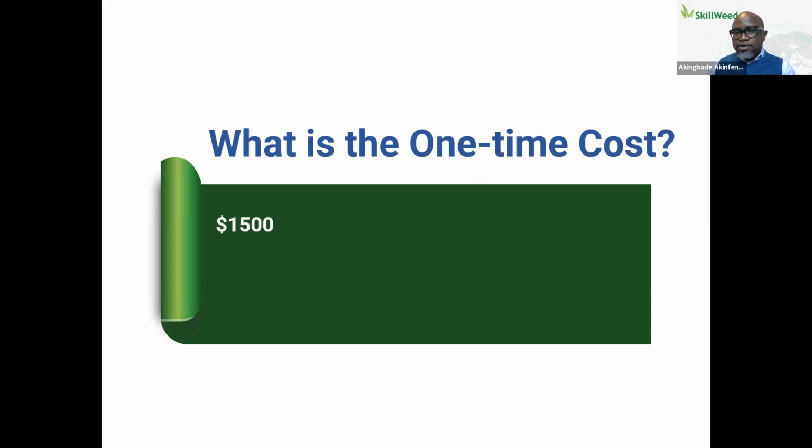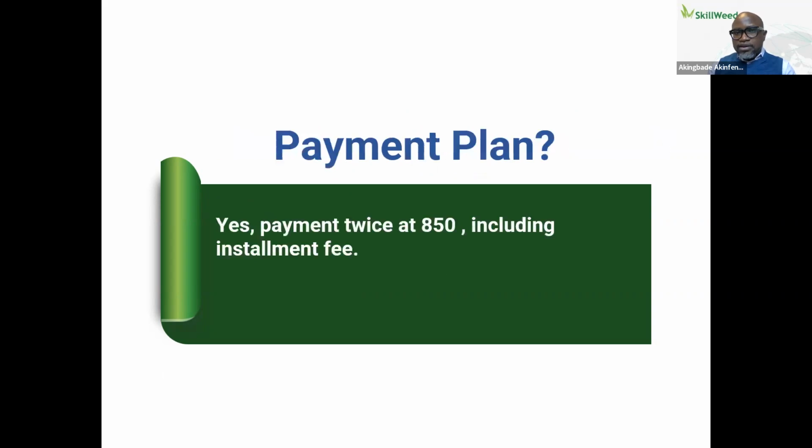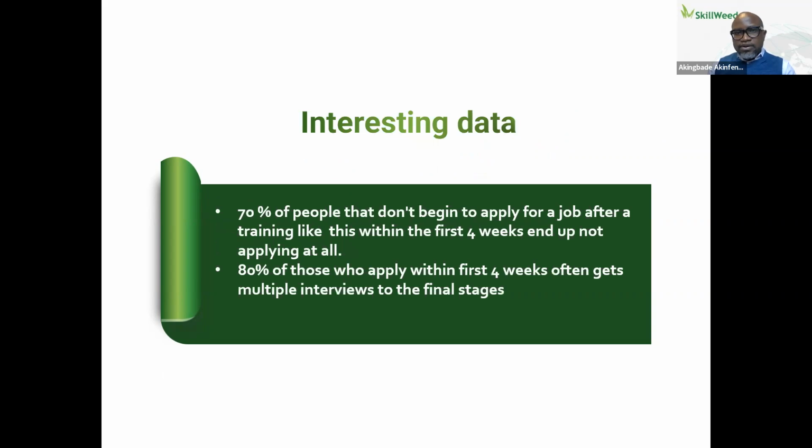All right, what is the one-time cost? The program is 1,500 for this class. Payment plan, yes, if you decide to go that route, it's just going to be more. You pay twice, 850 twice.